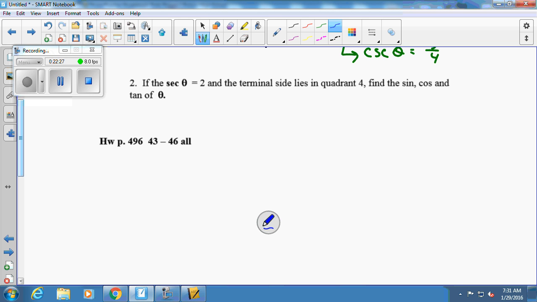So what do I know about secant? I'm changing it right now. Who is it? The cosine, correct? If the secant is 2, what's the cosine? How did you get 1/2? It's the reciprocal. Okay. And the terminal side lies in quadrant 4.